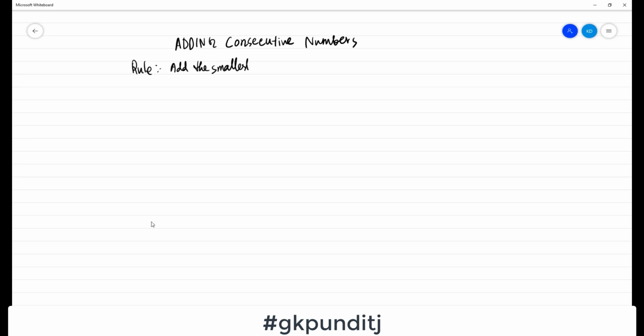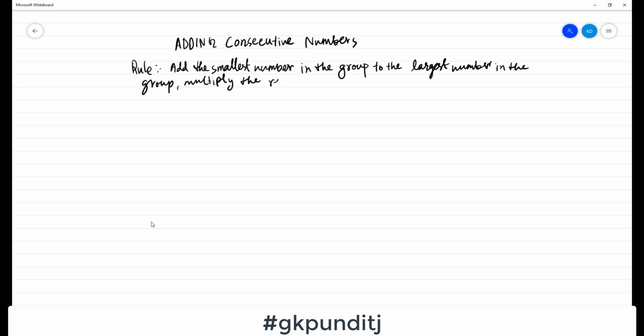Today we are covering adding consecutive numbers. We're giving some rules here, and there is a definite rule for adding consecutive numbers. This is a shortcut tip. Always remember this rule and write it down, and after that I will discuss it.